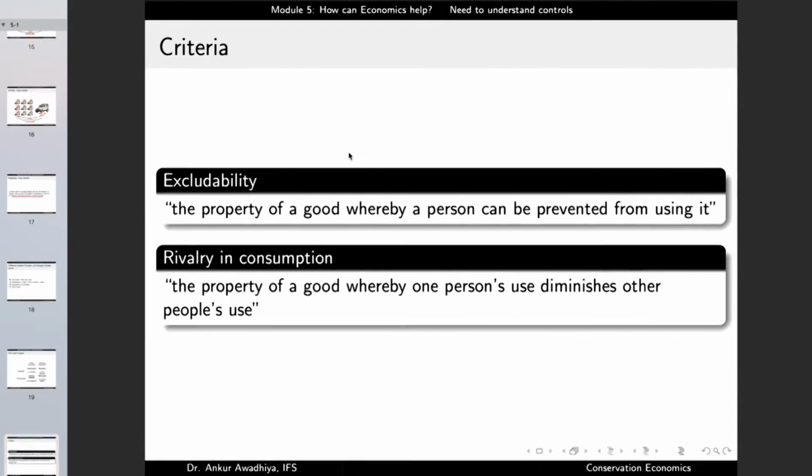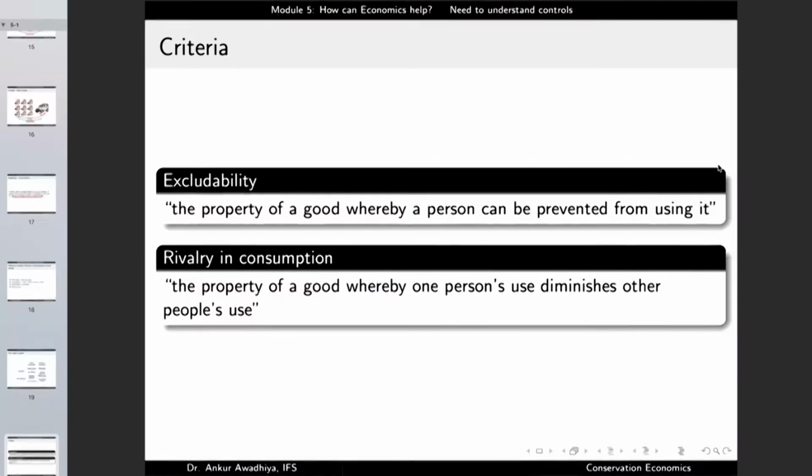Now, what does that mean? It means that if I have this pen, I can say that this is my pen and I will not allow you to use this pen. In that case, this pen is an item that is an excludable item. So I can exclude others from using this pen.